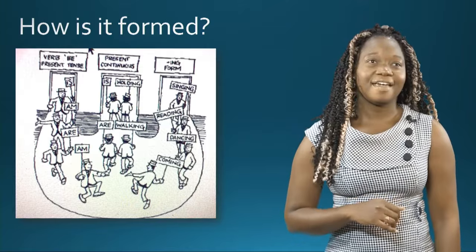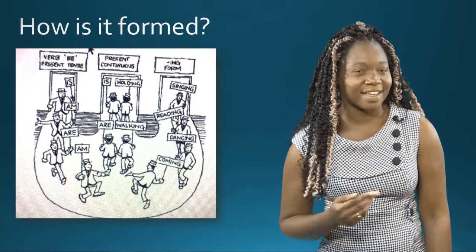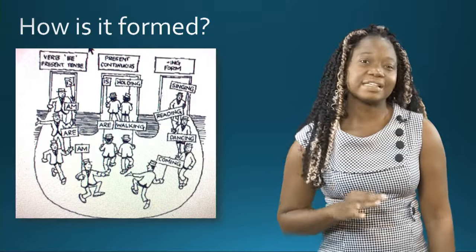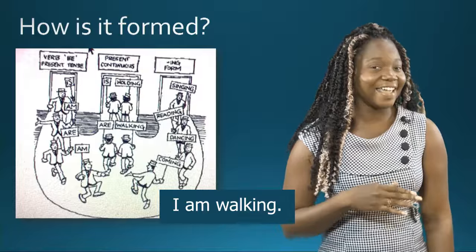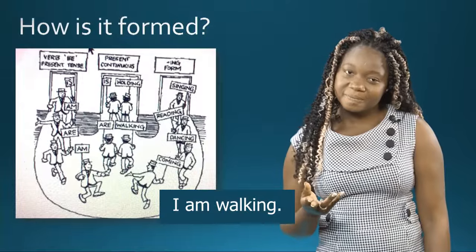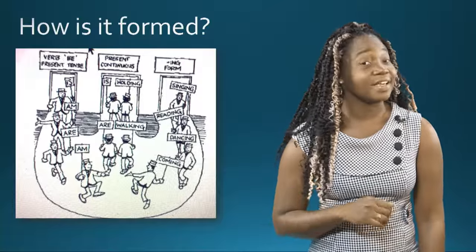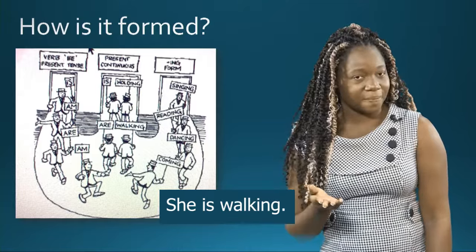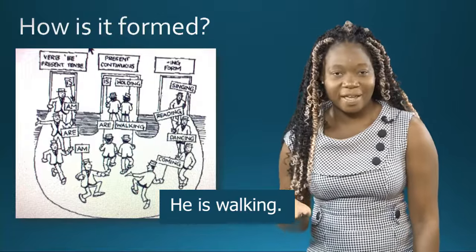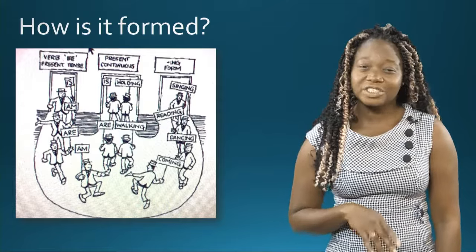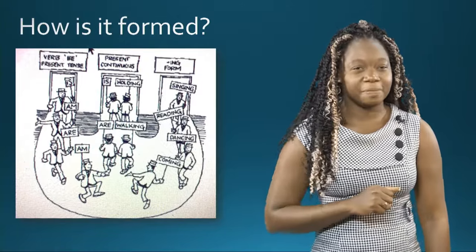If I want to say I, and I give you the verb walk, and I ask you to put that into present continuous tense, what would you do? You'd have to say, I am walking. If we want to talk about a girl, she would be is walking. Or a man, he is walking.